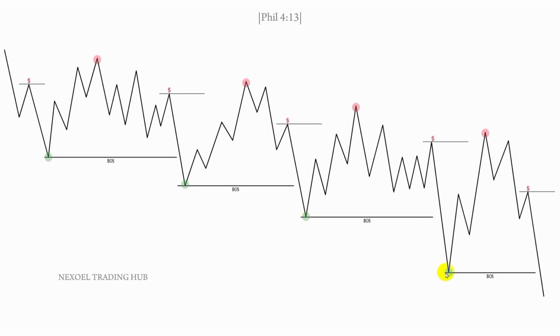So we want to see the newly created low push back and take out internal range liquidity to validate this as a lower low. So you can see how in this case here, price pushed back to the downside, took out this low, price pushed to the upside, pushed back to the downside, took out this low. Now you can see how price created relatively equal lows and equal highs.